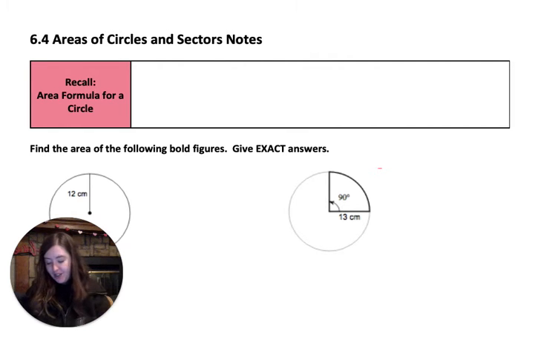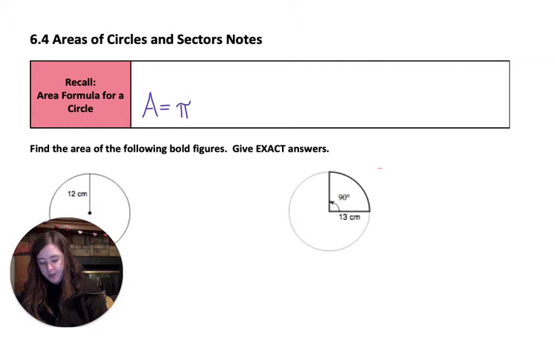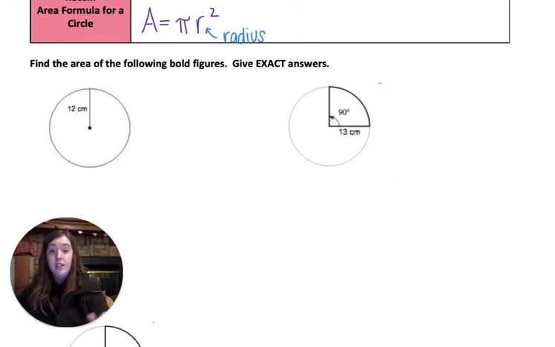All right, so first of all, the big thing to remember from last time was the area of a circle is pi times the radius squared. R is the radius. Good deal. So it says that we want to have exact answers. Exact means it has pi in the answer. So your answers for all of these are going to be some number pi. So let's look at that first one.